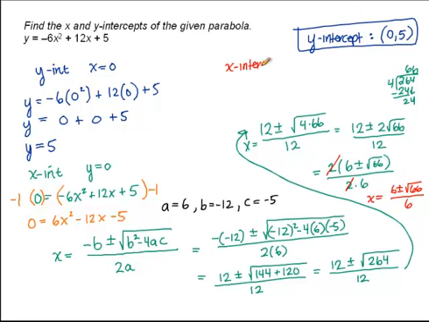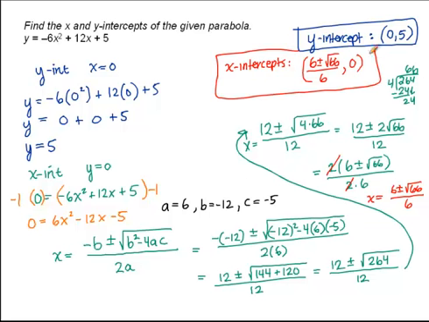The x-intercepts are (6 plus or minus the square root of 66 over 6, 0). So it's either (6 plus root 66 over 6, 0) and (6 minus root 66 over 6, 0). Those are the two x-intercepts. And we are done with this problem. Yay!